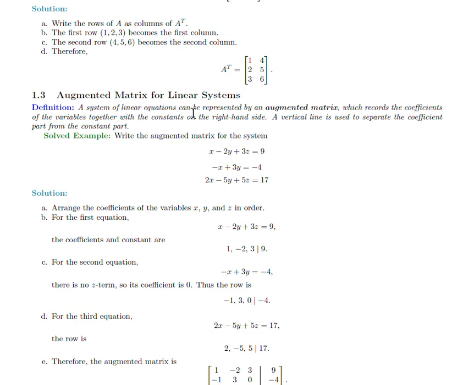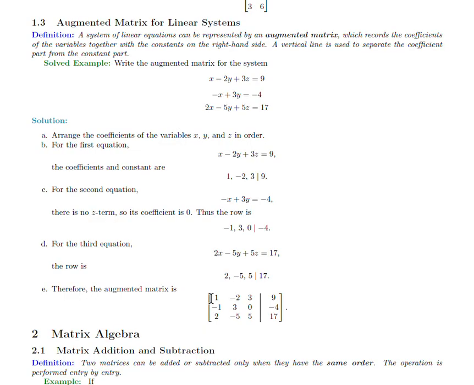A system of linear equations can be represented by an augmented matrix, which records the coefficients of the variables together with the constant on the right hand side. So this is just it. This is the augmented matrix for this system, obtained by taking the coefficients attached to each of the variables in each of the equations.